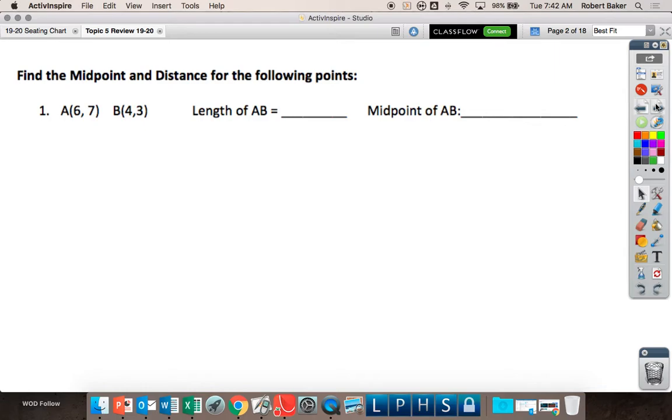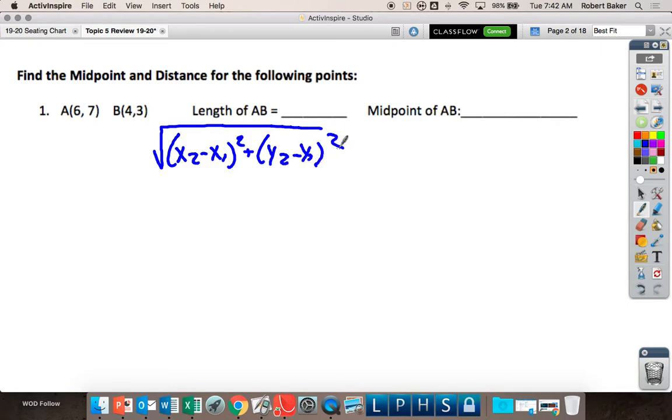midpoint of AB. So the distance formula is the square root of x2 minus x1 squared plus y2 minus y1 squared. So you label your points x1, y1, x2, y2. We'll plug those points into the distance formula equation.